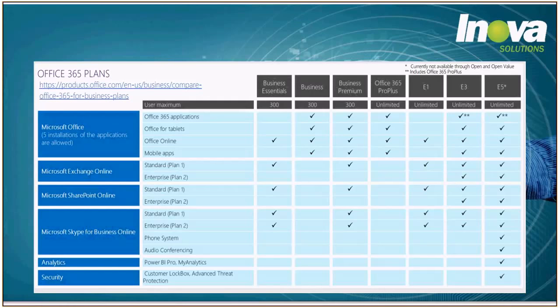If you have 300 or fewer employees, then the business plans are best suited for you, which are the business essentials, business, and business premium. Above that, you can go to the E1, the E3, and E5. If you wish to only have the Office Suite or Office Pro Plus, that's all you need. You don't need Exchange Online, you don't need SharePoint, you don't need Skype for Business. Then there's Office 365 Pro Plus, which gives you all the Office functionalities through the online service.